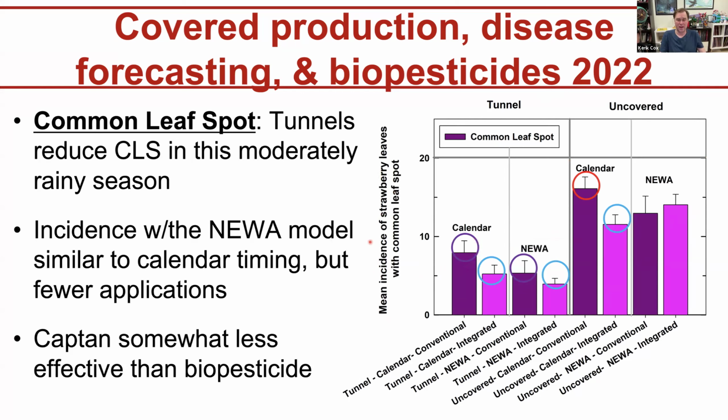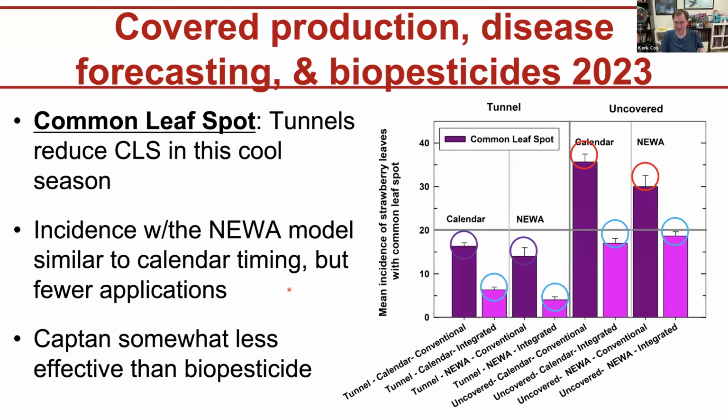incidence low. And it doesn't matter, the incidence between the NUA plots and the calendar plots is about the same. When we went with Captan, sometimes this dark pink bar seems to be a little higher than using a biopesticide. We'll talk about why that might be. 2023, it's a pretty hefty year. You can see immediately, man, having things under cover is great.